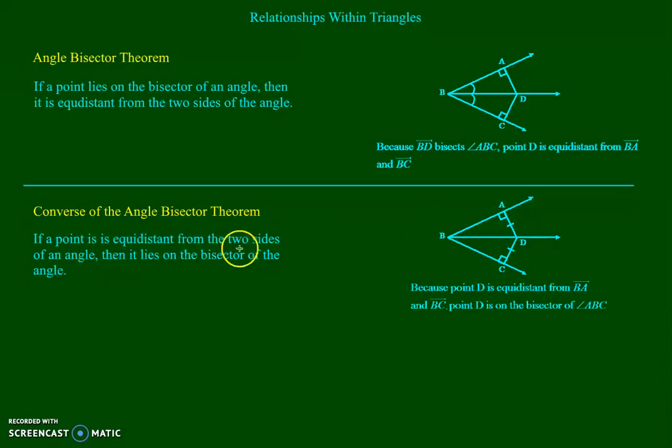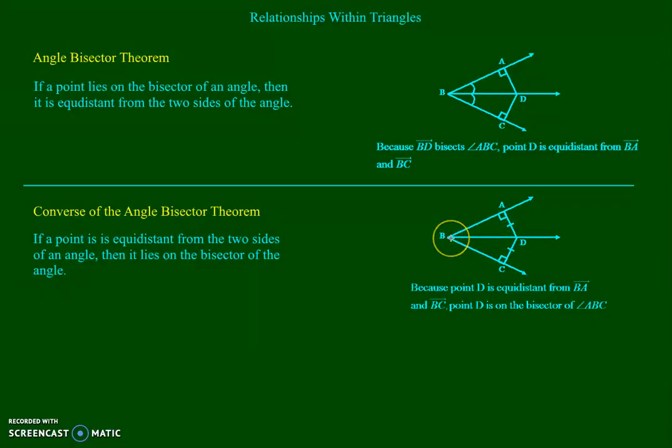If a point is equidistant from the two sides of an angle, then it lies on the bisector of the angle. So in this case, we do not know yet that ray BD is the bisector of angle ABC. So we're going to try and show that these two angles are congruent. Well, we're given that this is perpendicular to this. This represents the distance because it says point D is equidistant from A and C. We know these two sides are congruent. And so we know that BD is congruent to itself by the reflexive property.